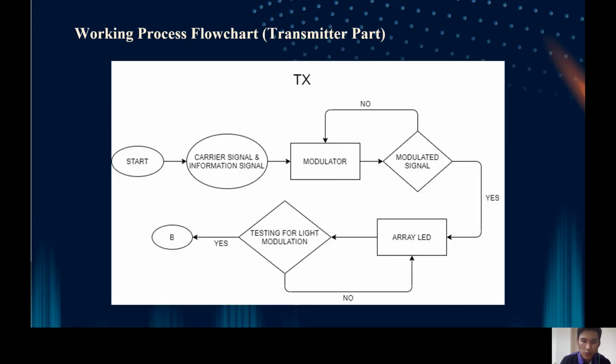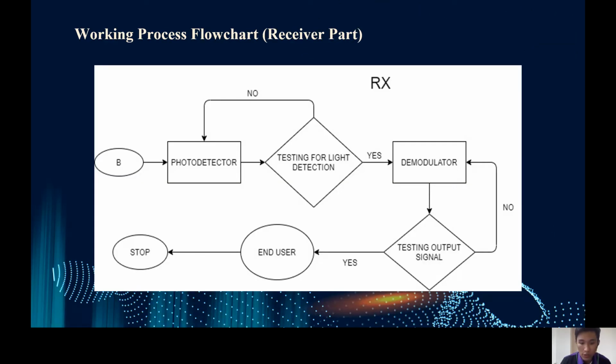Okay, this is the working process flowchart for the transmitter part, where it consists of carrier and information signal, modulator, and array LED. The signal will be transmitted to the next part, which is the receiver. In this part, it consists of photodetector, demodulator, and finally the output signal that will be received by the end user.